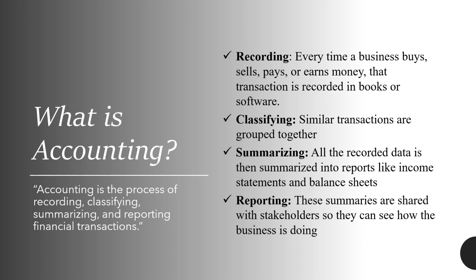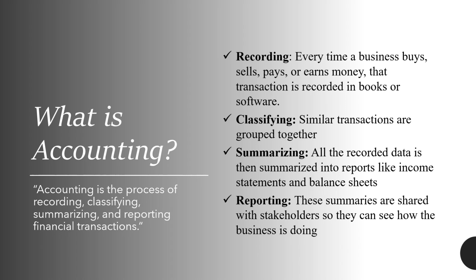Every time a business buys, sells, pays, or earns money, the transaction is recorded in books or software. For example, when a customer pays for a product, it is recorded in the sales book. The second important activity is classifying. Similar transactions are grouped together. For example, all expenses like rent, electricity, and salaries are grouped under the expenses heading.